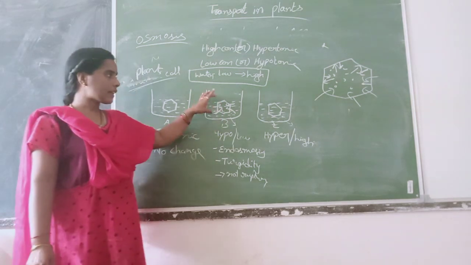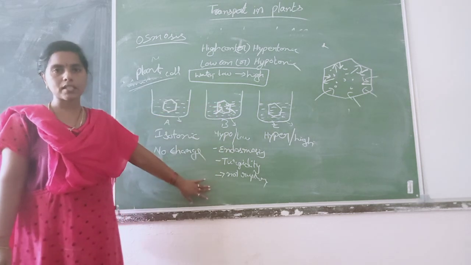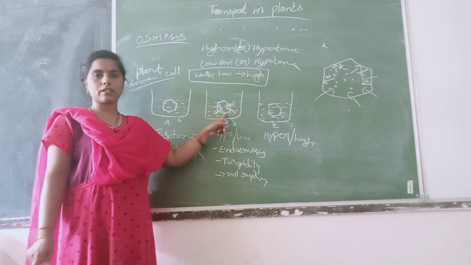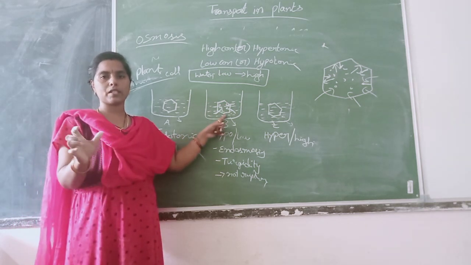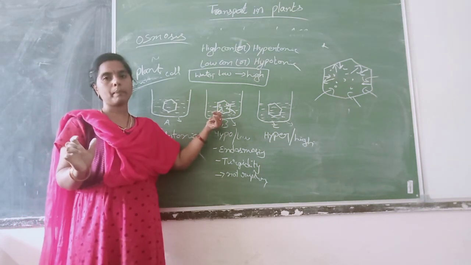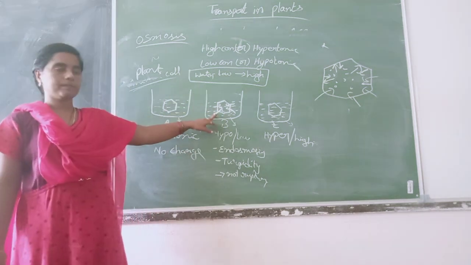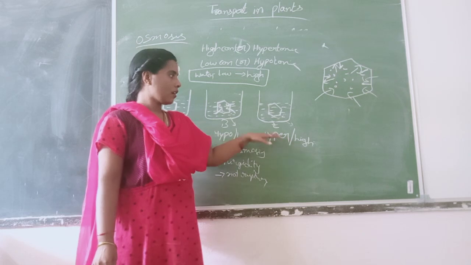So here the plant cell will not be ruptured just like an animal cell. The animal cell wall is absent, so the plasma membrane will be ruptured, but not in the case of a plant cell because of the presence of the cell wall. What happens in the case of hypertonic solution?